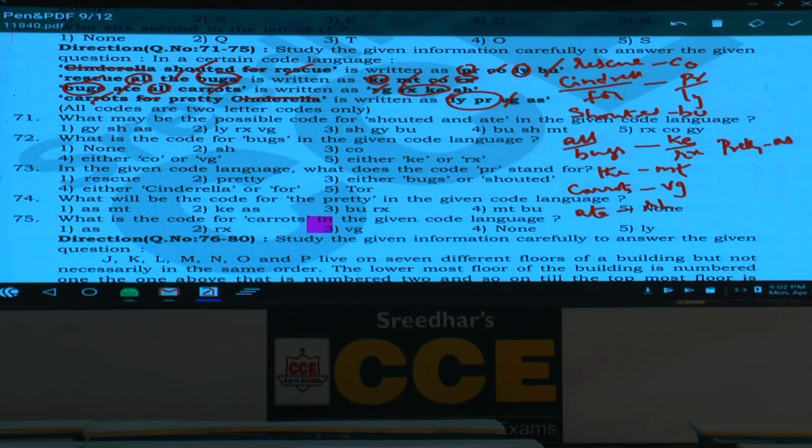Done with this? Then coming to question number 71. What may be the possible code for shouted and 8? Shouted and 8, shouted is BU, isn't it?